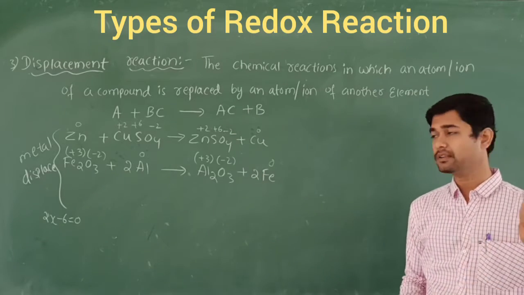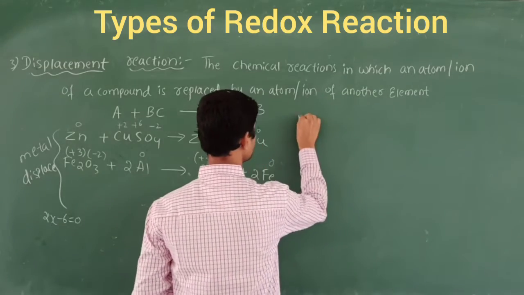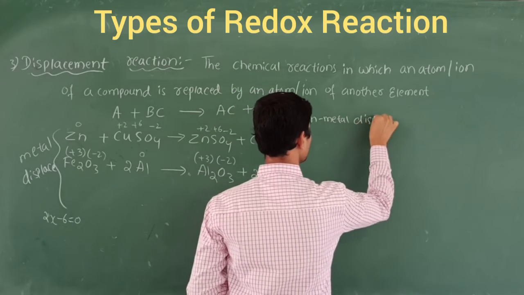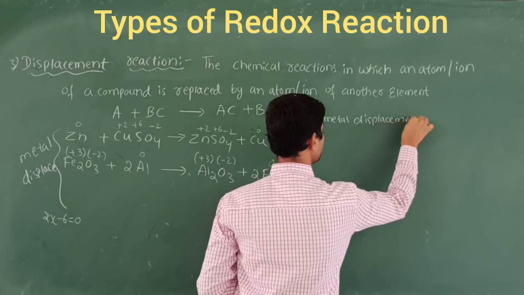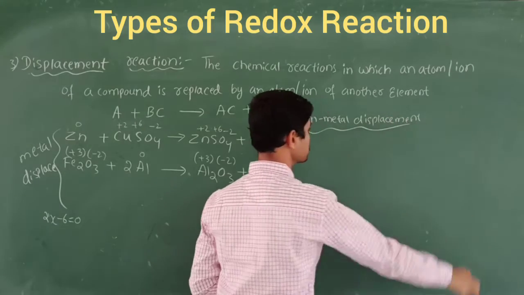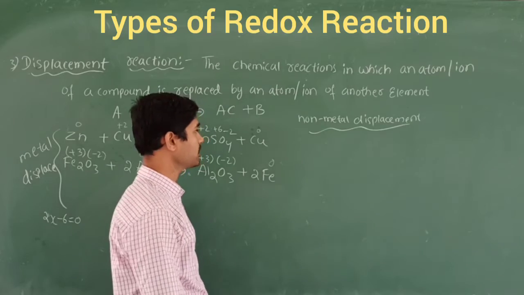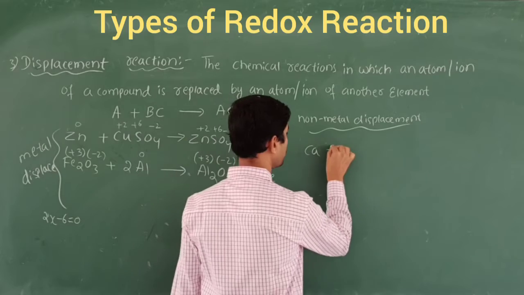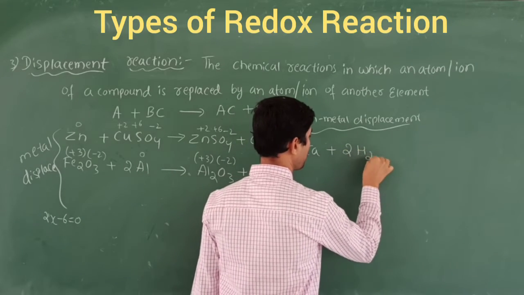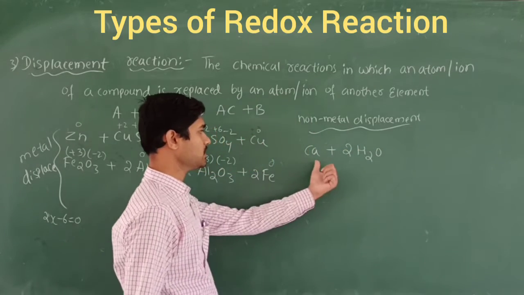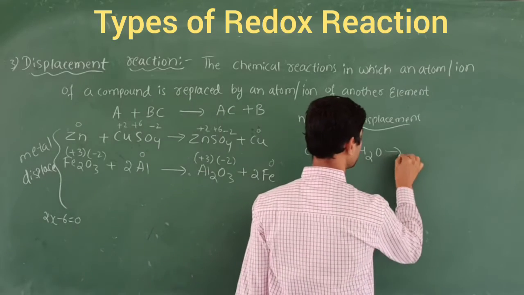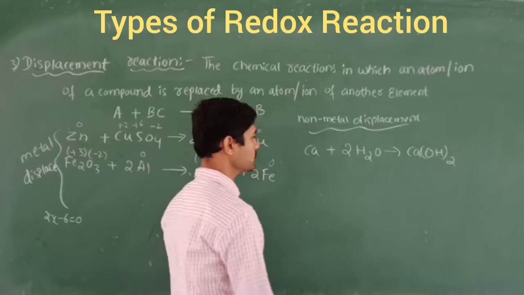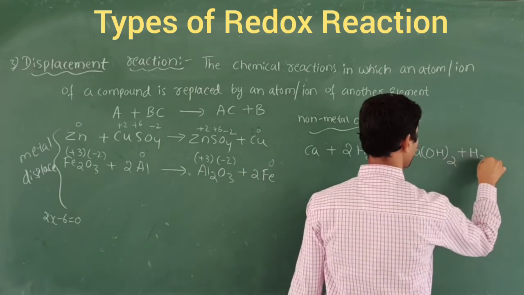Let's take the non-metal displacement reaction. Now we discuss the non-metal displacement reactions. What type of examples can we see here? I take calcium, which is a metal. Now I am going to take water molecules. So this is calcium plus 2 water molecules. What is the form here? We are going to obtain calcium hydroxide, and we are going to eliminate hydrogen gas.